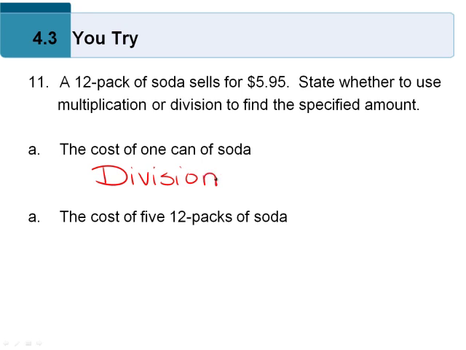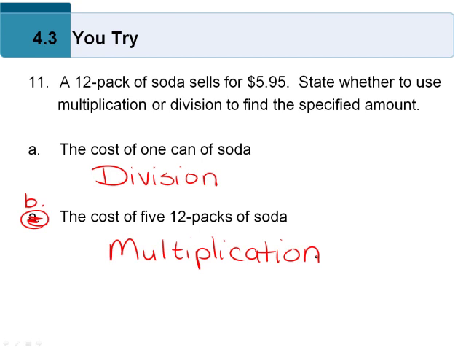Now, part B, there's an A there. That's a boo-boo. That should be a B. Sorry about that. I know numbers. I'm not so good with letters. What can I tell you? The cost of 5 12-packs of soda. So one 12-pack costs $5.95, but you want to buy 5 of them, so you have to multiply. So you would use multiplication, which is a very long word. Good thing I can spell, huh? And that might be it. Yes, it is. We are now done with this section.